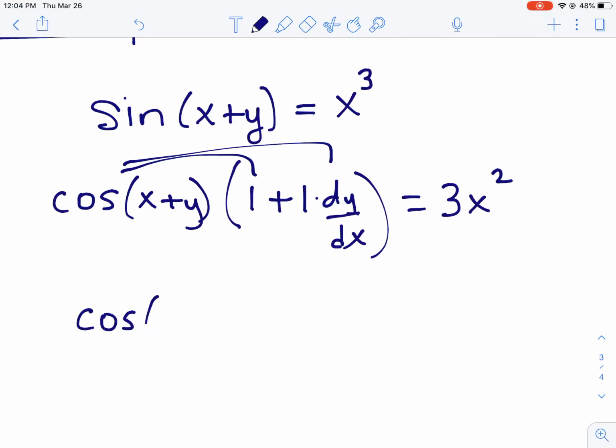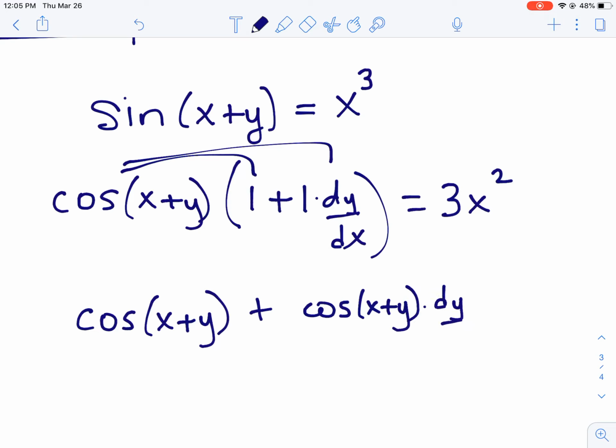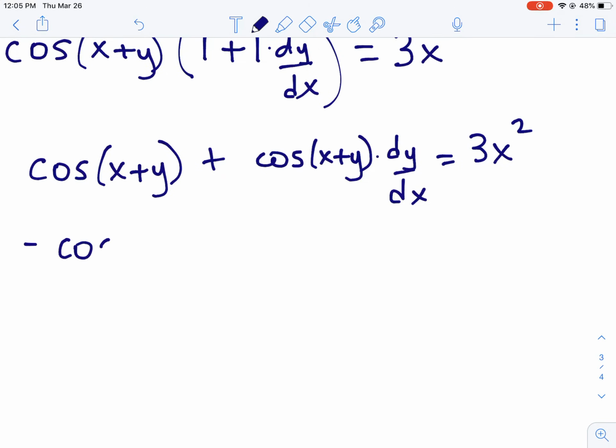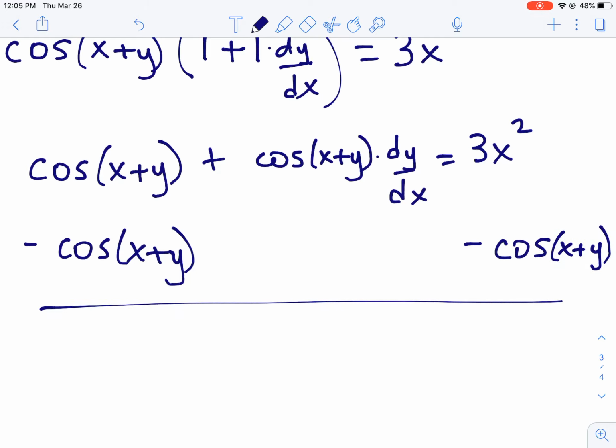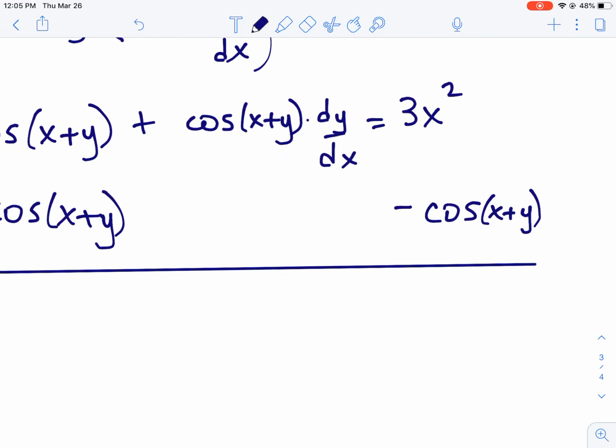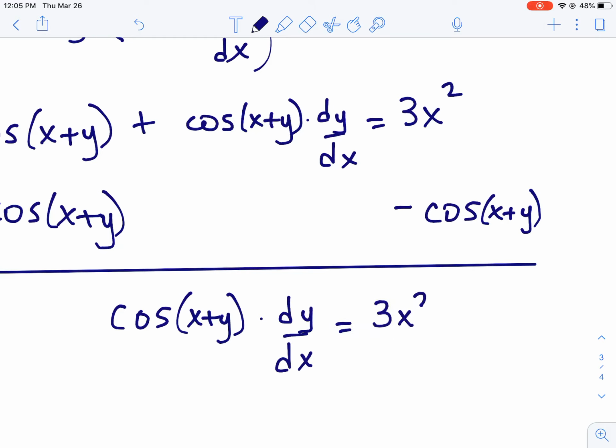So I have cosine of x plus y plus cosine of x plus y times dy dx is equal to 3x squared. Okay, so now I'm going to subtract this cosine of x plus y from both sides. And I'm going to end up with cosine of x plus y times dy dx equals 3x squared minus cosine of x plus y.